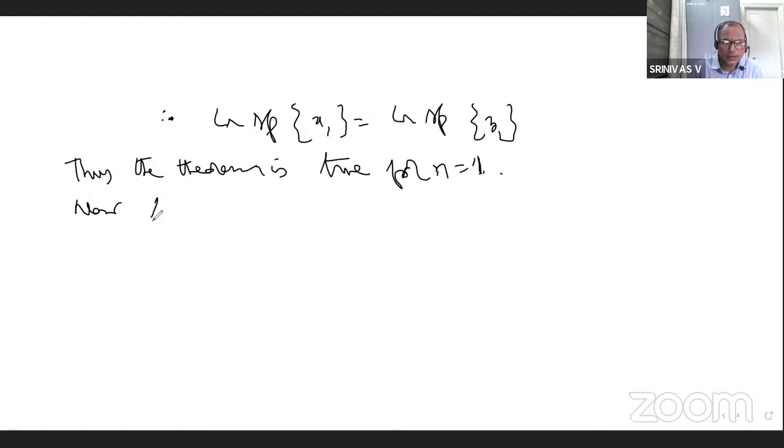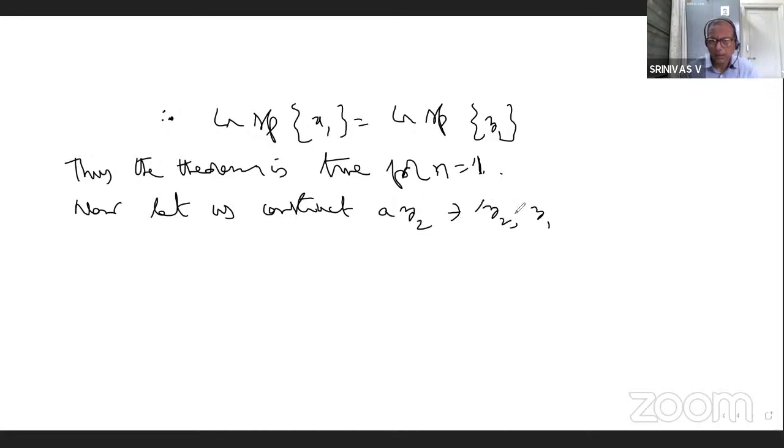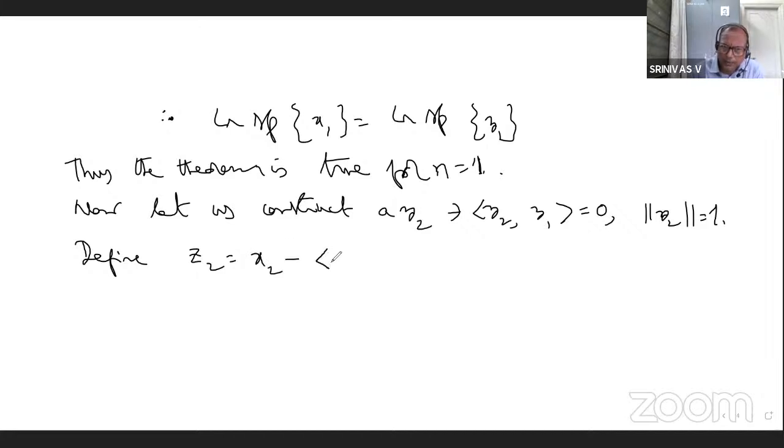Right. Now let us construct a y2 such that y2 comma y1 are orthogonal and that norm y2 is also 1. Okay. Let us construct an orthonormal vector y2 such that its inner product with y1 is 0 and that it is 1 in size. Okay. So to do this, we define like this. Define z2 is equal to x2 minus inner product x1 comma y1 into y1. Okay. If you do like this, see, y1 is a vector and this is a scalar. x1 and y1, these are scalars.